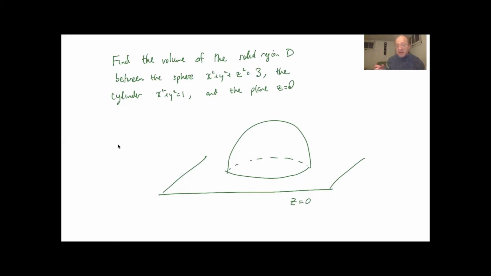we cut out a cylinder of radius 1, which is smaller than the radius of the sphere. So we imagine that we've drilled a hole through the axis of this sphere, and we're interested in finding the volume of this region D, which is sort of donut-shaped around that cylindrical hole.